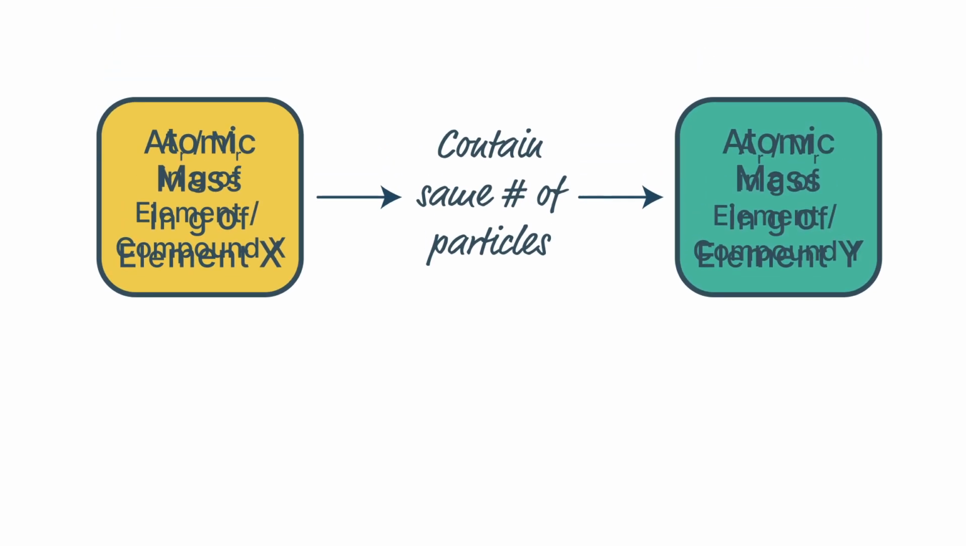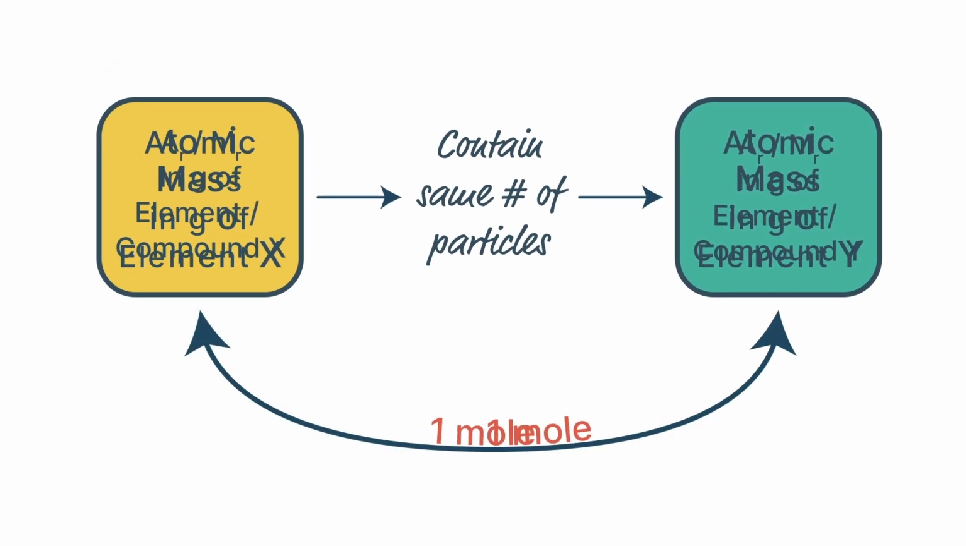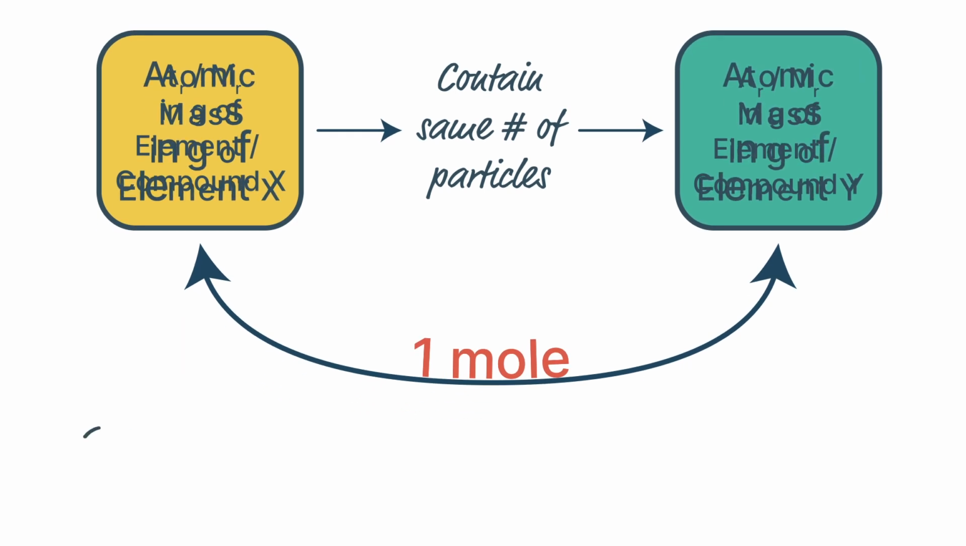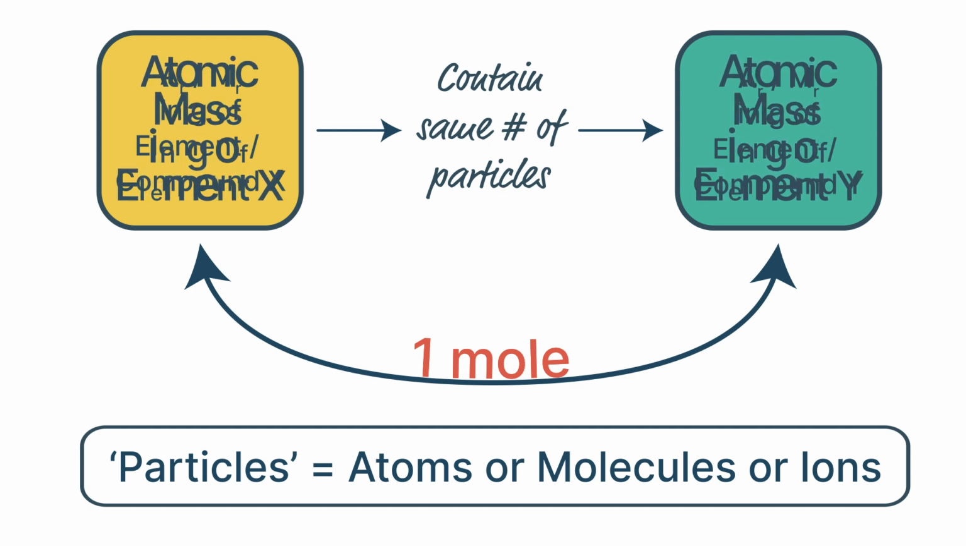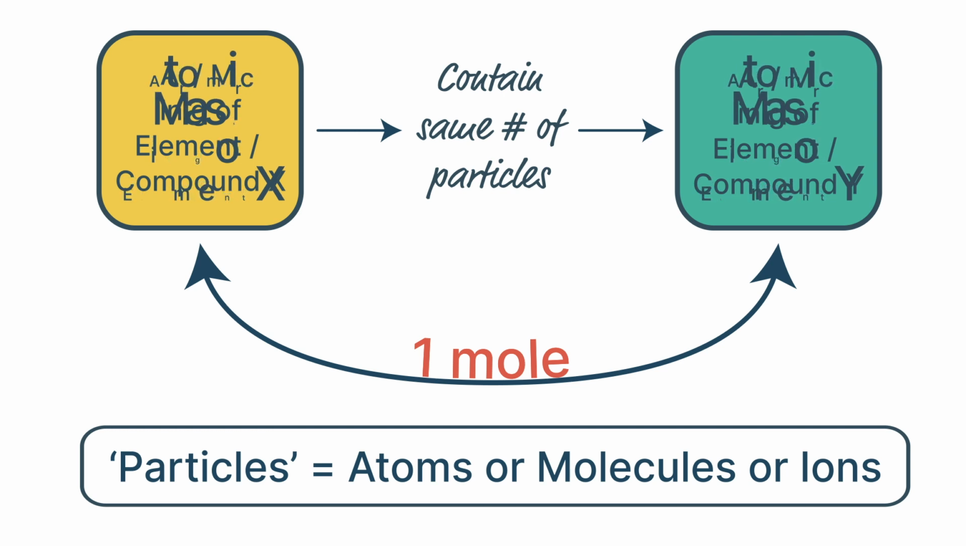In other words, the atomic mass of any element, or the molecular mass of any compound in grams, is 1 mole of that substance, and will contain the same number of particles of whatever that substance is made up of as a mole of something else. The particles might be atoms or molecules or ions or whatever. It doesn't matter. We know we will have equal numbers of those particles if we have the same number of moles of anything. For example, 1 mole of carbon dioxide will contain the same number of molecules as there are carbon atoms in 1 mole of carbon.